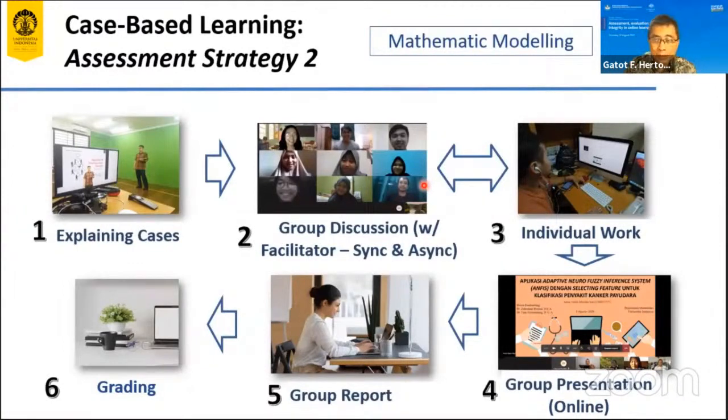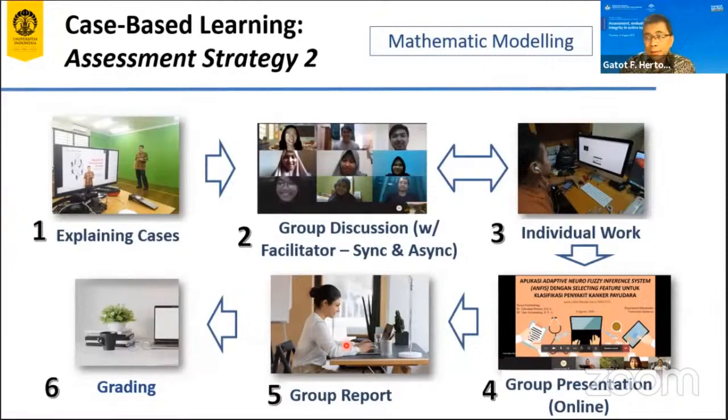And after they finish, or they have found the model or the output of the cases, the students must make a group presentation and make a report. So here, student activity during the discussion, student contribution, the quality of the presentation, and also their report, this is the assessment that is conducted by the lecturer.